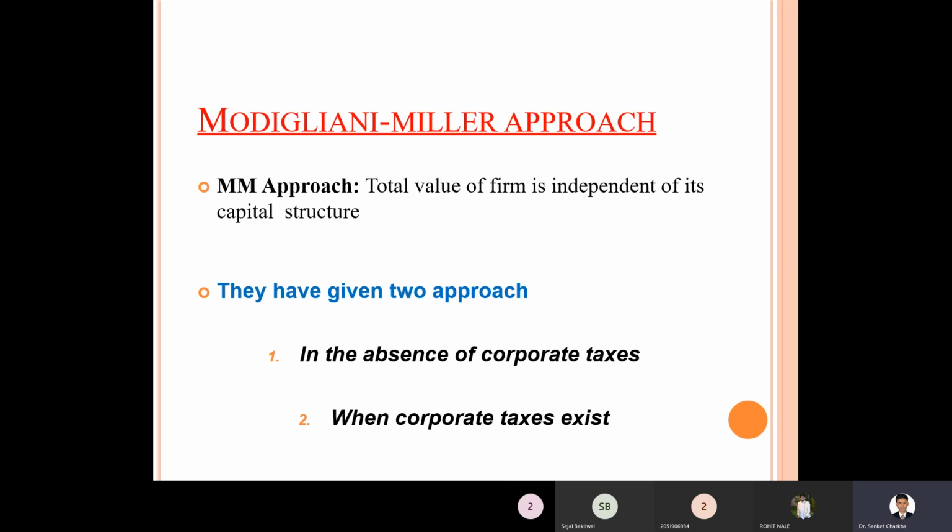Now, lastly, coming to the fourth perspective, that is the Modigliani and Miller approach.